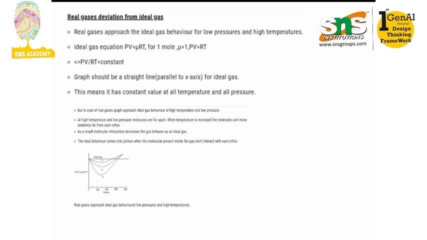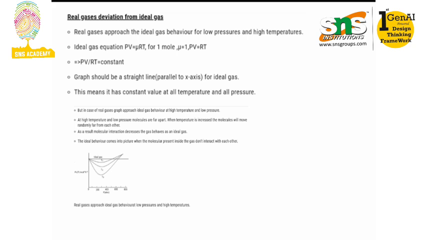Coming to the ideal gas equation, PV is equal to mu RT. For 1 mole, mu is equal to 1, so PV is equal to RT, and PV by RT is equal to a constant. We already learned this equation: P is pressure, V is volume, and T is temperature. So PV by RT will be equal to a constant.